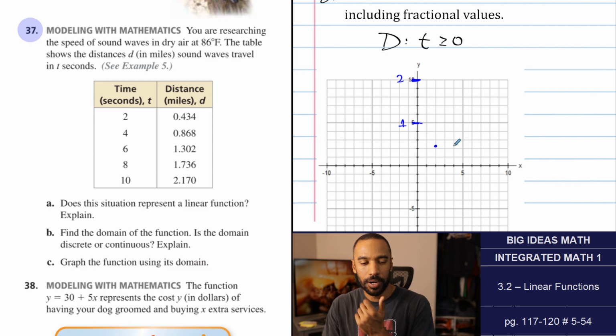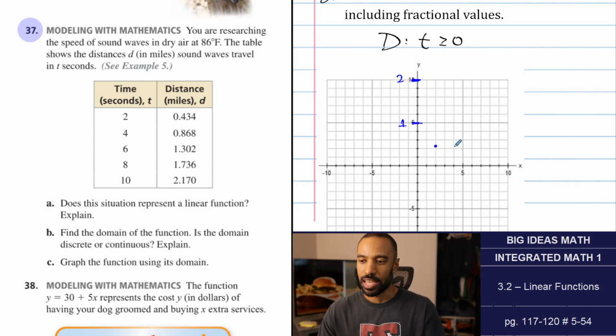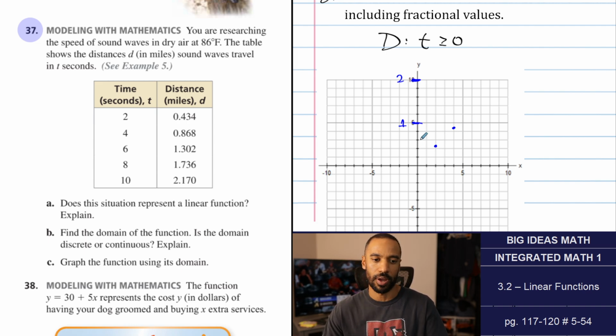When x is 4, it's 0.868. So like 868, 600, 800, 1,000. Here's 900. 868's less than that, so it'd be about right there. And I'm not labeling the points. You see where they are. Hopefully you can recognize it.